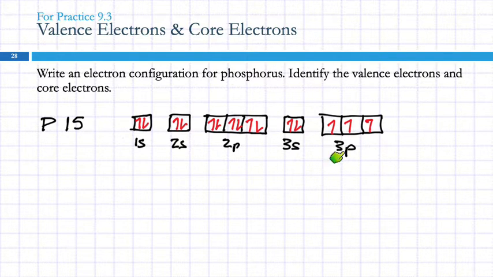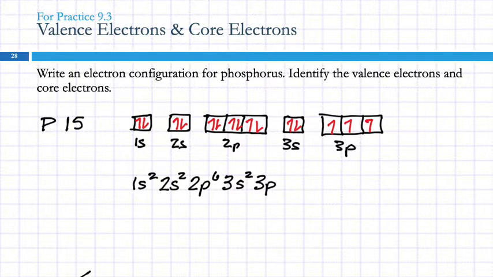So this is an orbital diagram, and then it's much easier to write the electron configuration looking at the orbital diagram. So in the 1s room, there are 2 electrons. So 1s2. In the 2s room, there are 2 electrons. In the 2p room, how many electrons? 6. 3s, 2, and 3p, 3. So this is the electron configuration for phosphorus. Okay?